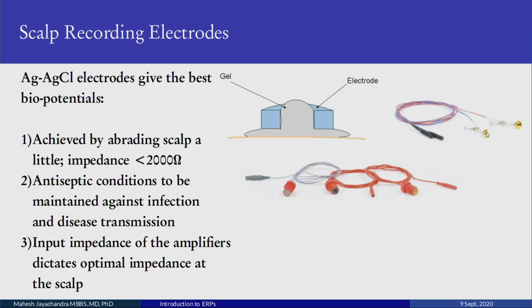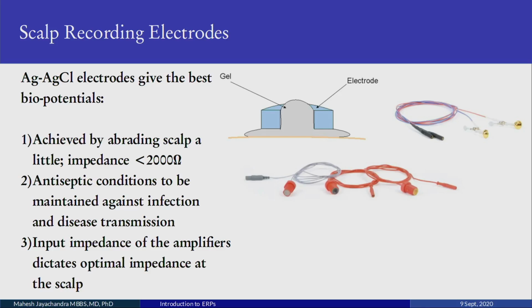So what we do is, first we clean the scalp and abrade it slightly so that the impedance at the scalp is less than 2000 ohms. It's important to use antiseptic precautions, because you can cause infection if the electrodes are contaminated by previous recordings. And typically the infection one is worried about in clinical practice is hepatitis B infection.